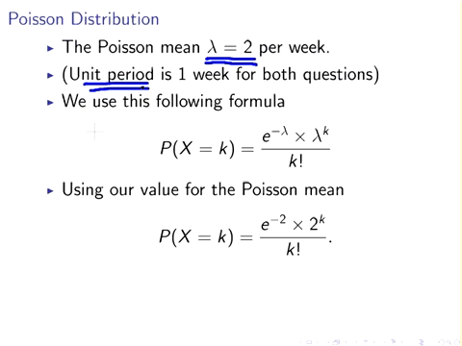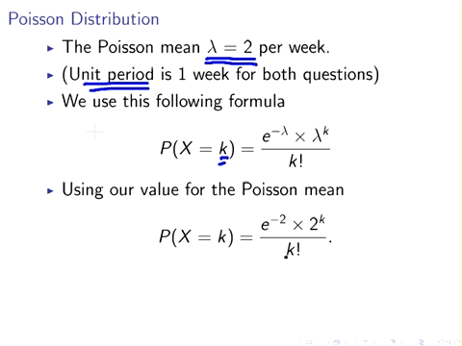So we're going to use this formula: the probability of X equal to k is e to the minus lambda, where lambda is the Poisson mean and e is the exponential number, times lambda to the power of k, all over k factorial. Now k is the number we're actually particularly interested in. Subbing in our value of 2 for lambda, we get e to the minus 2 times 2 to the power of k, all over k factorial.